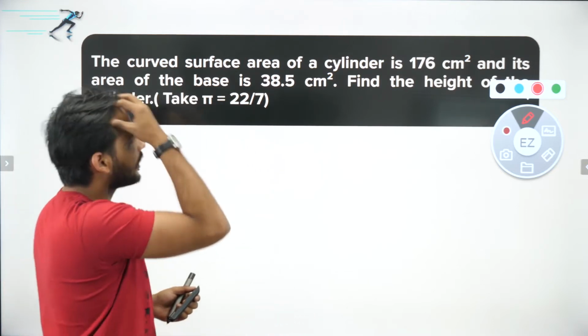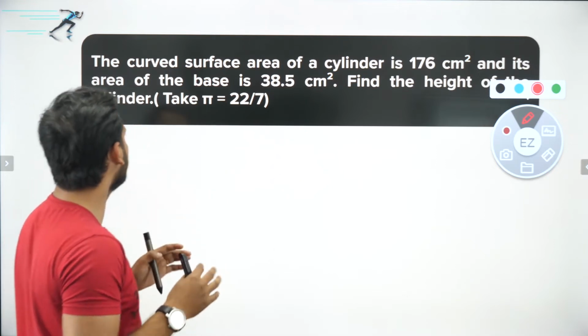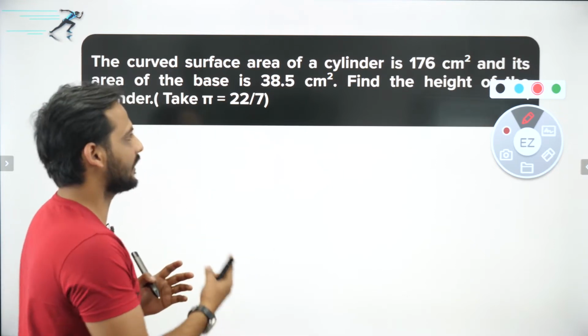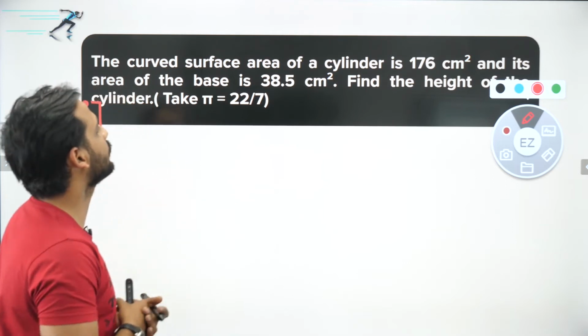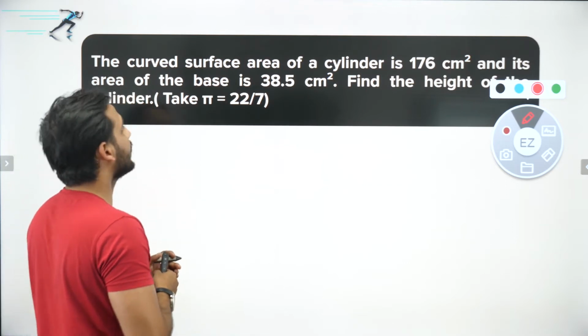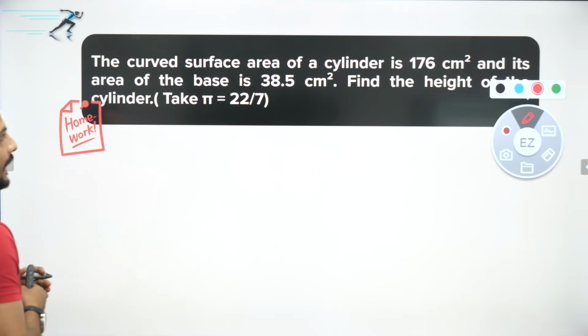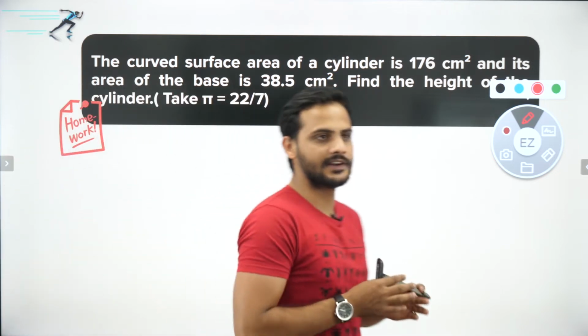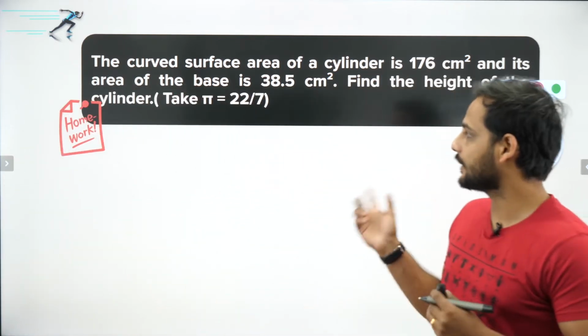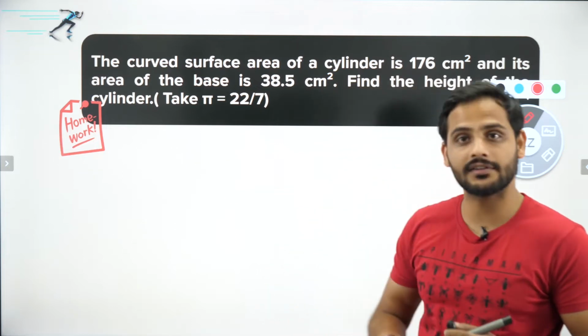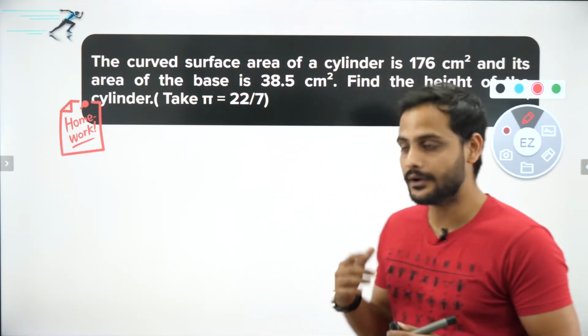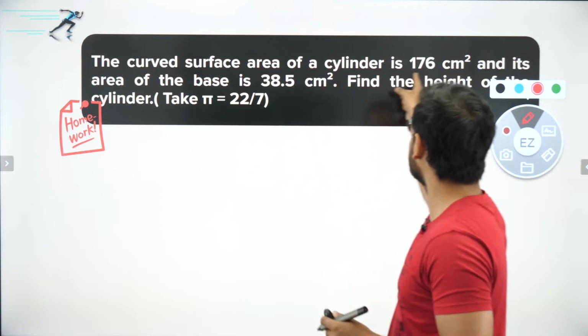The curved surface area of a cylinder is 176 centimeter square, and the area of its base is 38.5 centimeter square. Find the height of the cylinder. Now curved surface area we know is 2 pi r into h. Height we need to know, and radius is also not known. I don't know radius, I don't know height, so I cannot use this information directly.